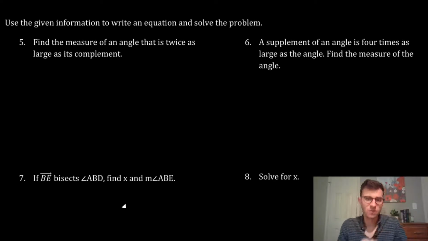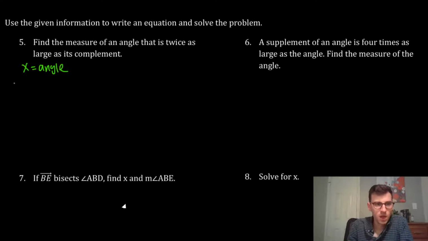Find the measure of an angle that is twice as large as its complement. Okay, again, keep it simple. X is my angle. Complement is 180, not 180. Getting tired of making mistakes. 90 minus x is the complement of my angle. We want the measure of an angle that is twice as large as its complement.